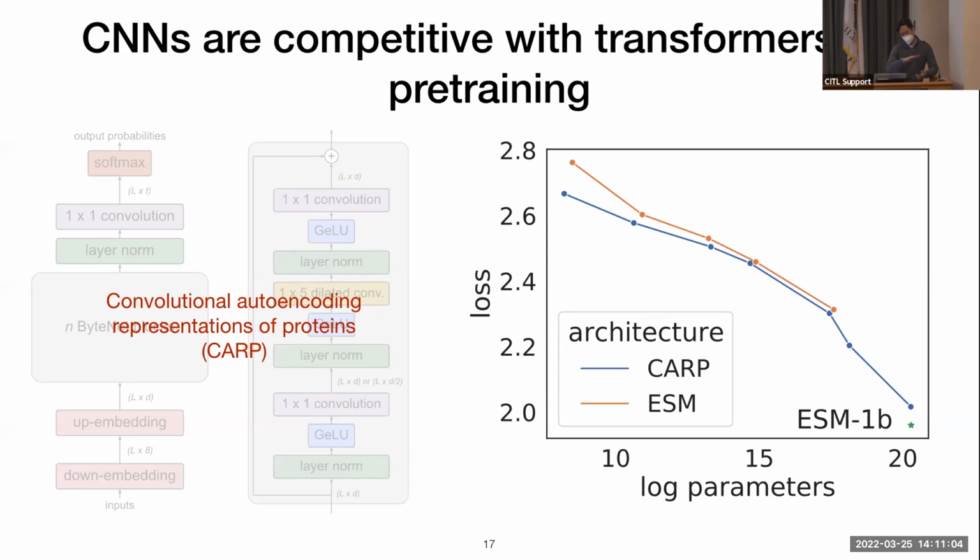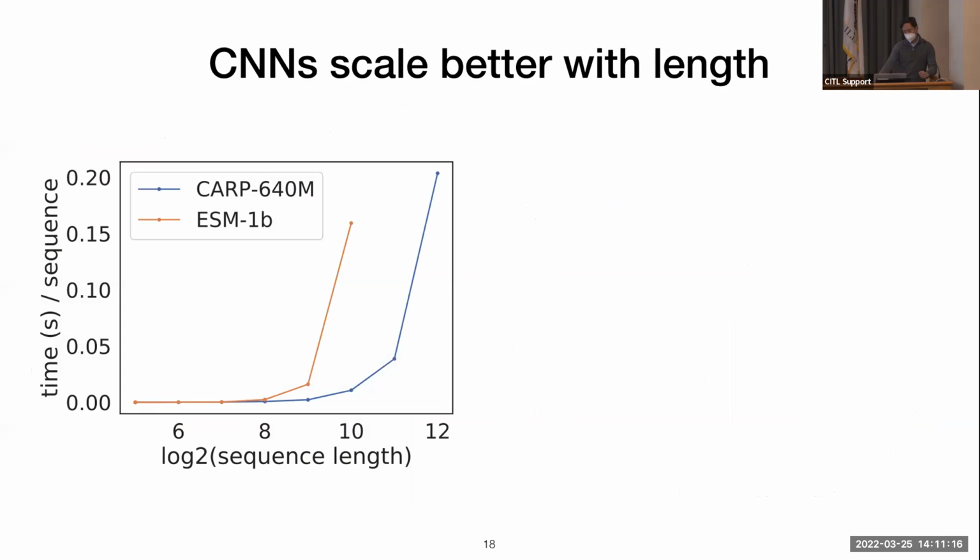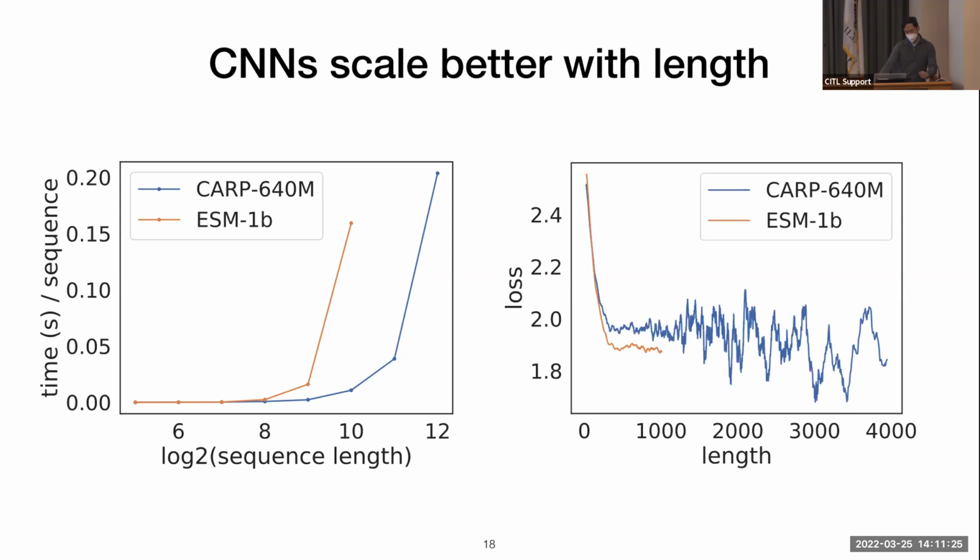I didn't connect it to mine because they use a different training set than I do, a different evaluation set. But across the full number of parameters I've shown, we get comparable performance. And as expected, the CNN scales better with length. And here I'm showing loss by length. And ESM1B on its test set seems to do a little bit better, but not that much better.